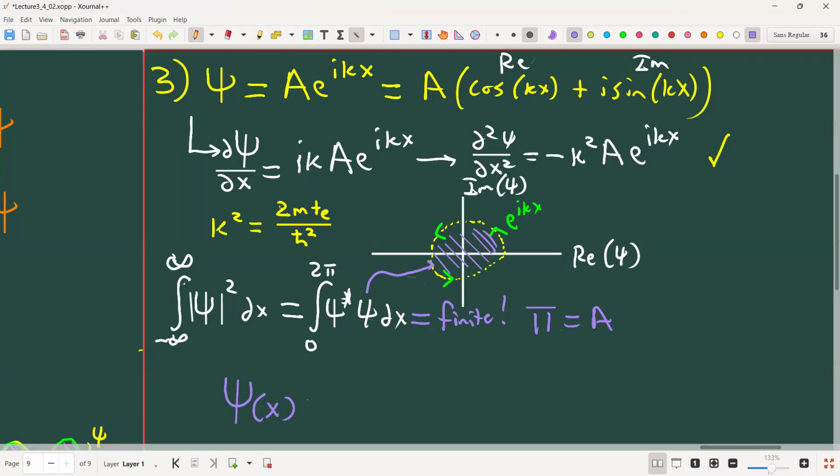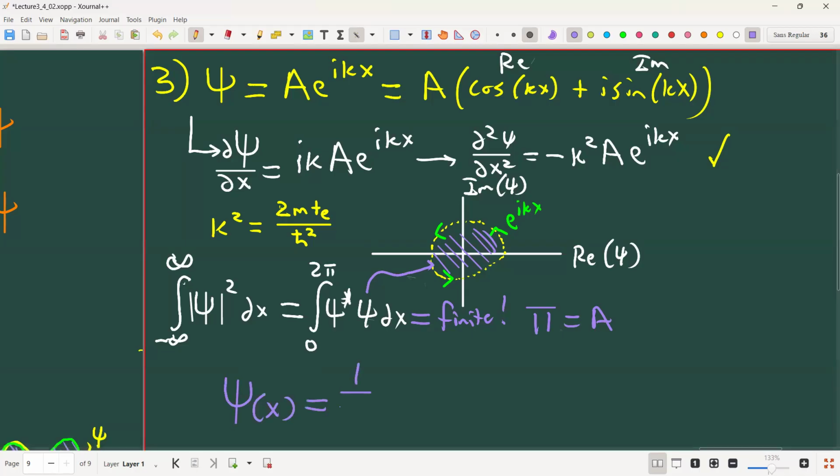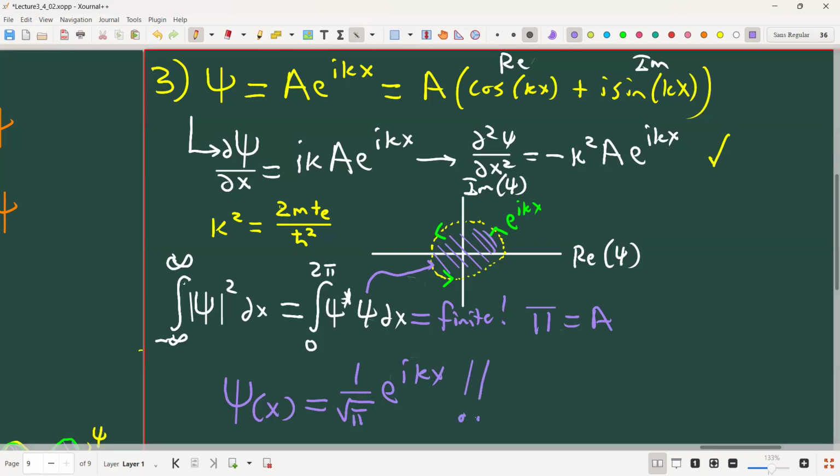We could say psi of x is 1 over the square root of pi times e to the ikx. This satisfies all of our properties. It integrates to a finite value by considering it in complex space. It gives me the second derivative when I measure the energy and gives me the function back. It does everything I want. But it's necessarily complex. This is the proof that real life is complex.